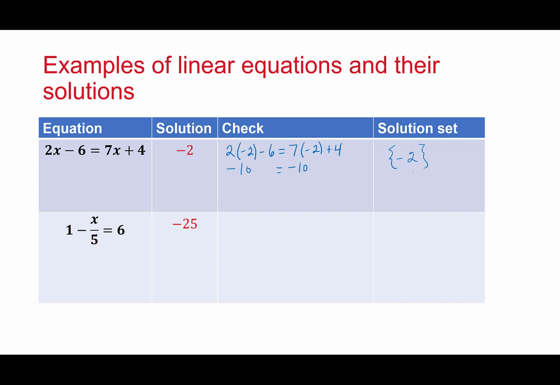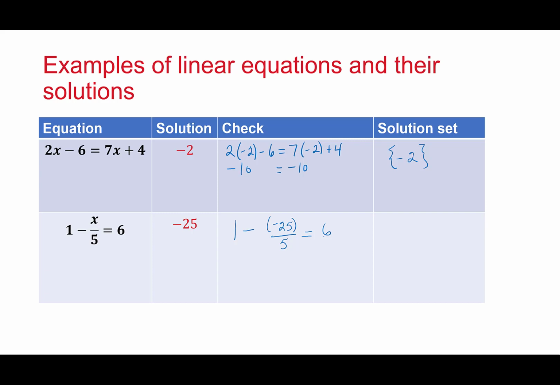Our next equation is 1 minus x divided by 5 equals 6. We want to determine if negative 25 is a solution of that equation. We'll plug in negative 25 in place of x. This gives us 1 minus negative 25 divided by 5, and we want to see if that equals 6. Remember your order of operations. You want to do the division first.